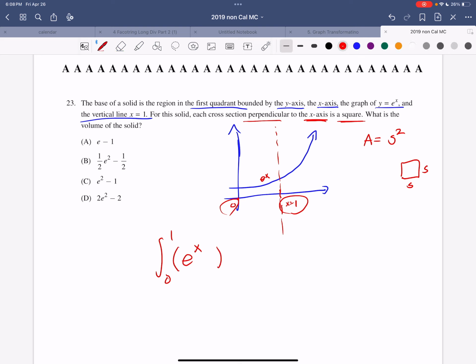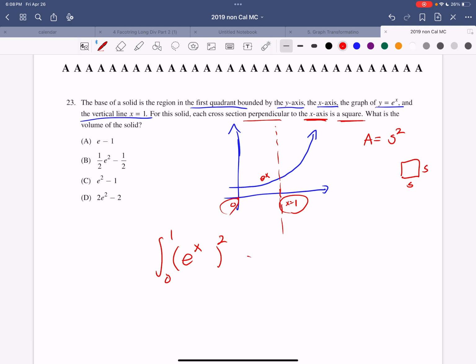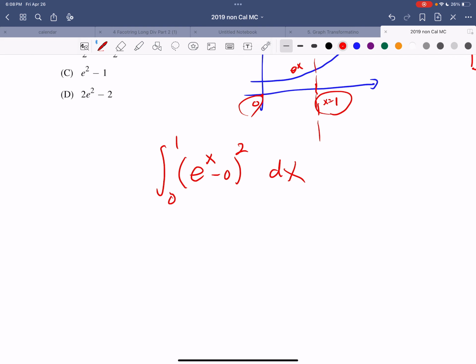Now, this represents the side. And what do we have to do? We have to square it, dx. That's how you do it. Or if you don't like it, you can put minus 0, but it's the same thing. So this is the same thing as, wait, let me rewrite it. The integral from 0 to 1 of e to the 2x dx.